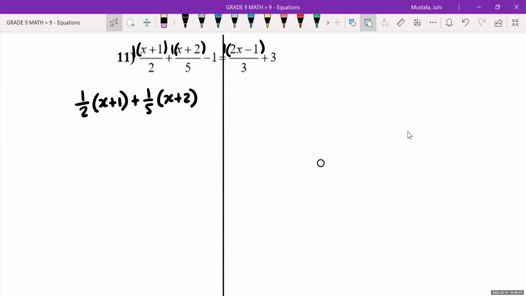And then we're going to have minus 1 is equal to... For the right side, we're going to have 1 over 3 bracket 2x minus 1 plus 3.